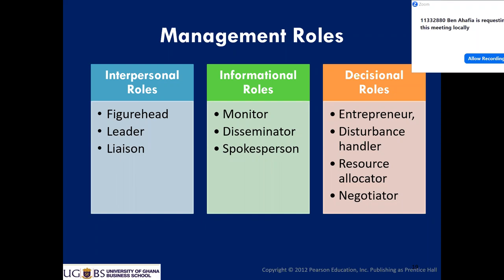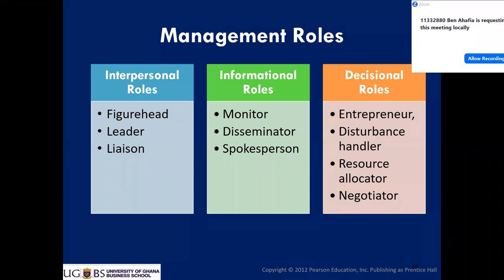In terms of informational roles, managers monitor. I told you that when you are controlling, you don't just go and sleep. You monitor what is going on. Then managers also disseminate. You are the manager, you know the plan. If you don't communicate the plan to me, how do you expect me to perform? You know the policy, you are not communicating the policy. How do you expect me to put in my best effort?